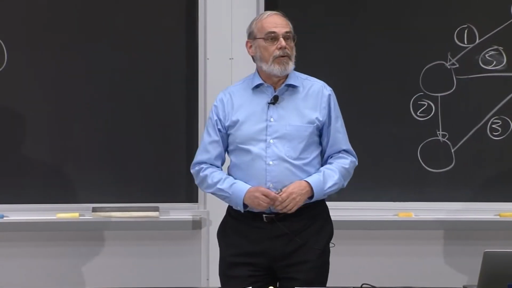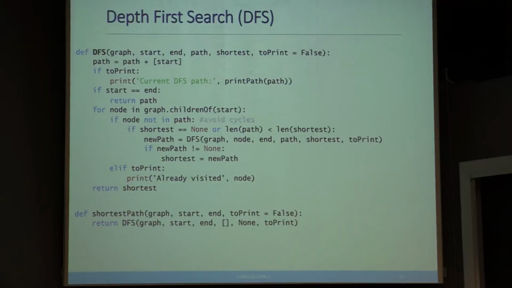Okay, let's look at the code. Don't panic. It's not as bad as it looks. It actually just captures that idea. Ignore for the moment this down here. It's just going to set it up. Depth first search: I'm going to give it a graph, a start node, an end node, and a path that got me to that start node, which initially is just going to be an empty list. Something that tells me the shortest path I've found so far, which would be my best solution, and then just a little flag if I want to print out things along the way.